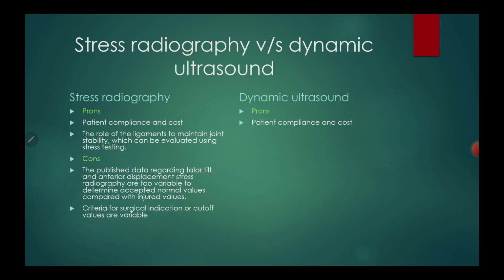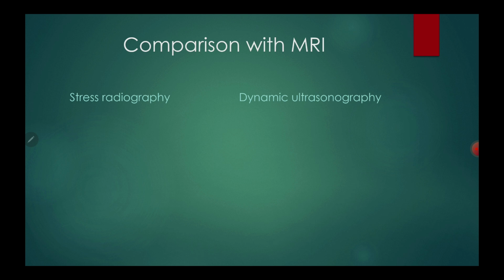Then the cons associated with stress radiography are that the published data regarding the talar tilt and the anterior talar displacement on stress radiography are too variable to determine accepted normal values compared with the injured values, so it is difficult to say what value is abnormal and what value is within the normal range. Then the criteria for surgical indication or cutoff values are also variable. Cons associated with dynamic ultrasound is that it requires a long learning curve and not all ligaments are very easily visualized in ultrasound. Then comparison with MRI of both the imaging modalities.